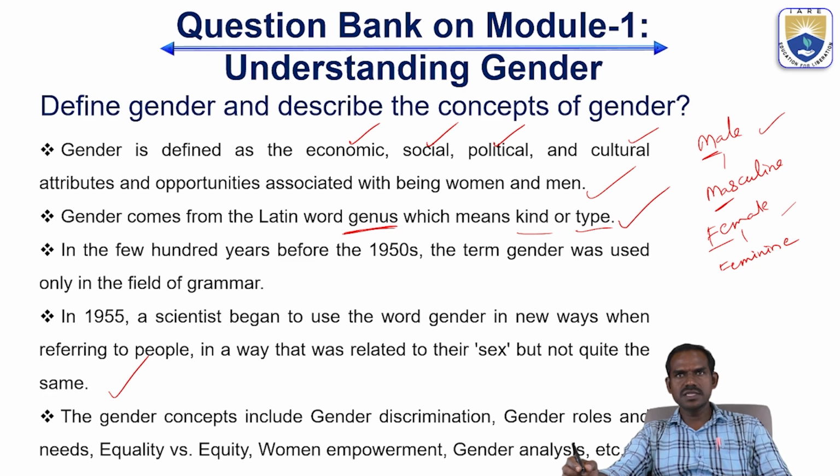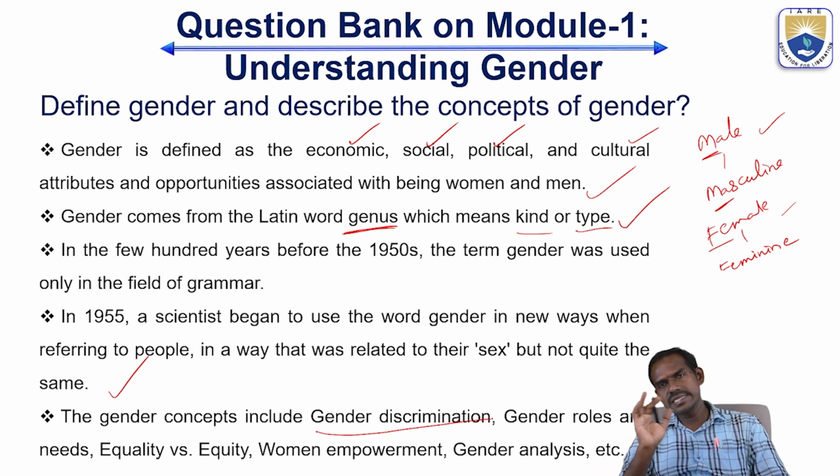The gender concepts include gender discrimination, meaning segregation or partiality, that you are a man and you are a woman, or that you are male or you are female.